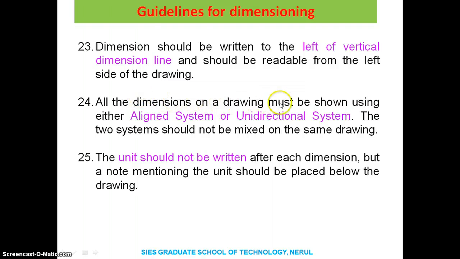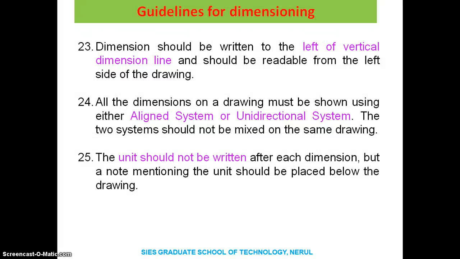All the dimensions on a drawing must be shown using either the aligned system or the unilateral system. The two systems should not be mixed on the same drawing. The units should not be written after each dimension, or a note should be written at the bottom where all dimensions in mm or units should be mentioned.